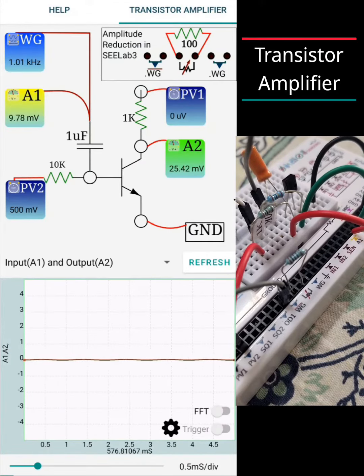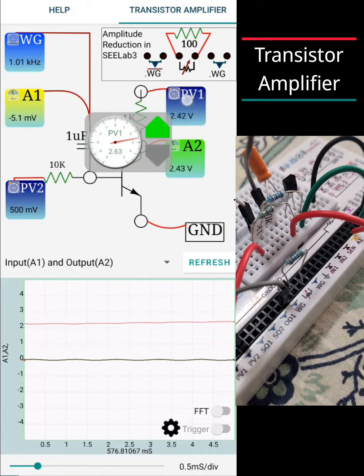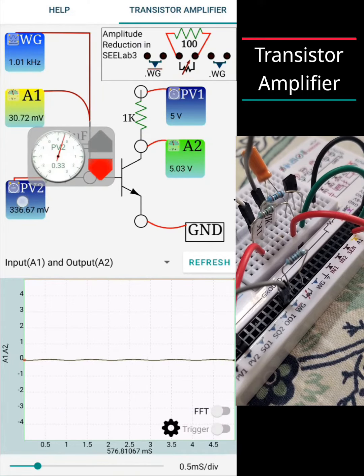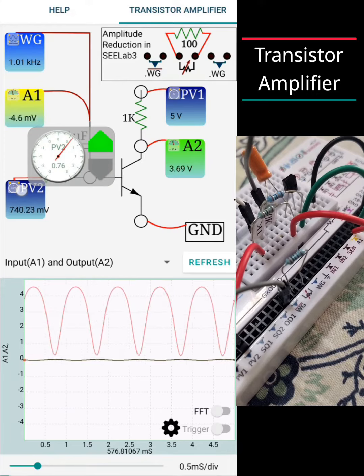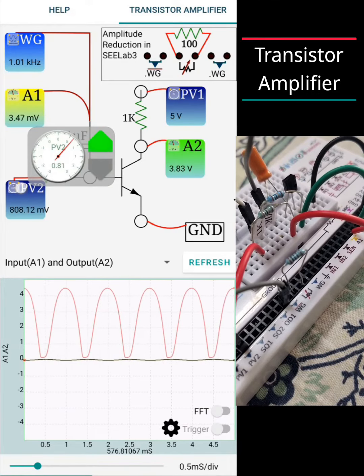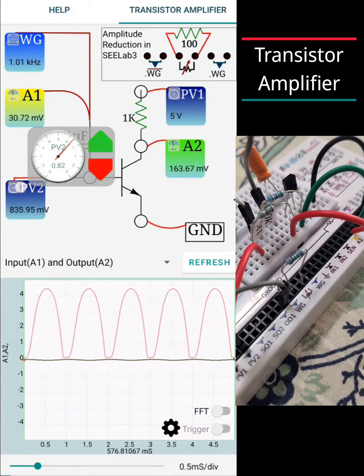This is a circuit for an NPN transistor based signal amplifier. We're using PV1 as the output voltage source and we're setting it to 5 volts, and A2 will monitor the output. PV2 provides the bias, and as you can see, when the bias is just the right amount is where you can get the amplification of the signal.